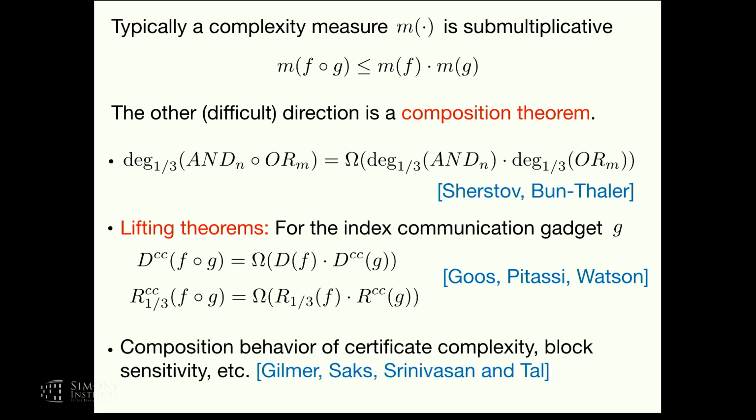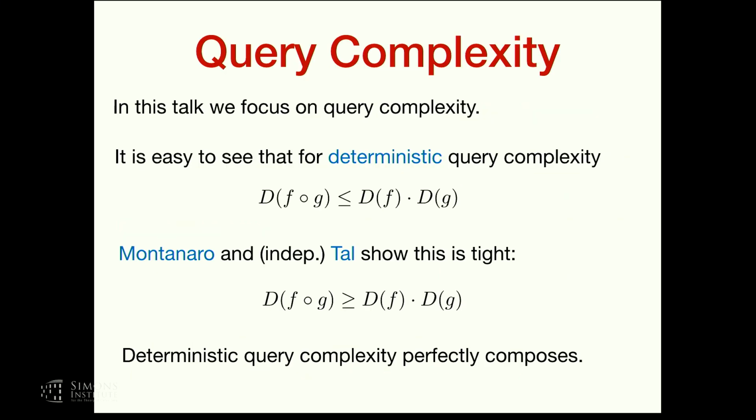Finally, I want to point out this work of Gilmer, Saks, Srinivasan, and Tal, who study composition for a lot of different Boolean function complexity measures like certificate complexity, block sensitivity. Block sensitivity actually turns out to be one that doesn't have this multiplicative property. So that's quite interesting. Okay, so those are some examples of different kinds of composition theorems in the literature. We're going to focus on query complexity.